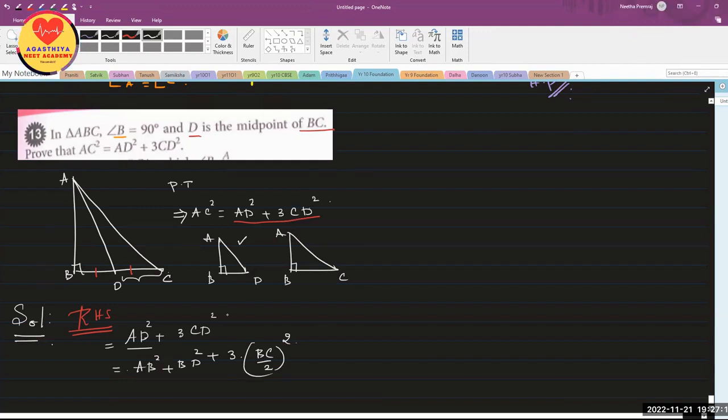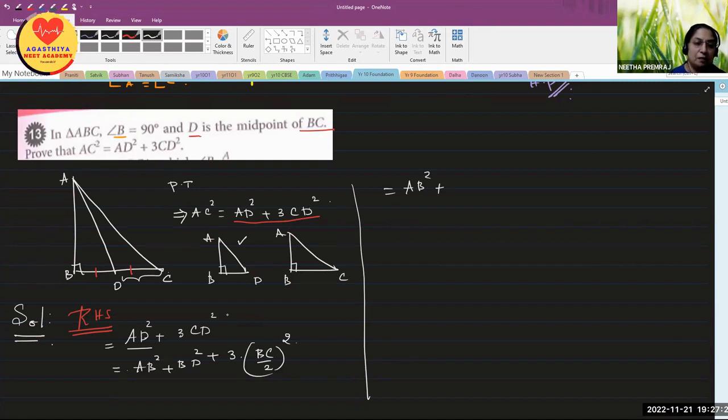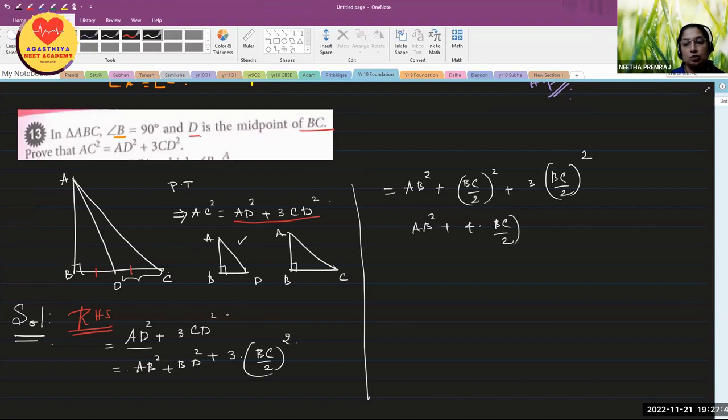Yes, ma'am. Now I write AB square as it is. And BD also can be written as half of BC, isn't it? Because D is midpoint. So I write BC by 2 the whole square. This is also plus 3 BC by 2 the whole square. Now 1 BC by 2 the whole square plus 3 BC by 2 the whole square, so you could write 4 BC by 2 the whole square. Now what I do is square, and 4 BC square divided by 4, isn't it? Guys, can you understand the step?